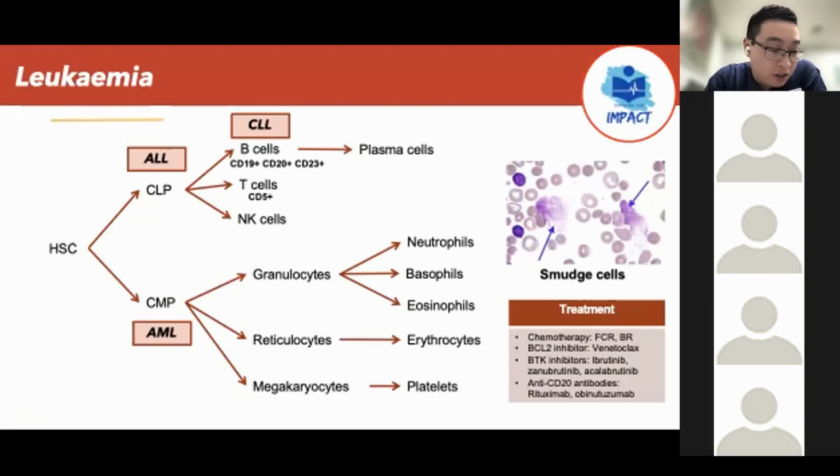So cyclophosphamide, there's also another related drug called ifosfamide. Together they form a class of agents called nitrogen mustards. The way they act is that they cross-link the DNA and cause DNA damage.